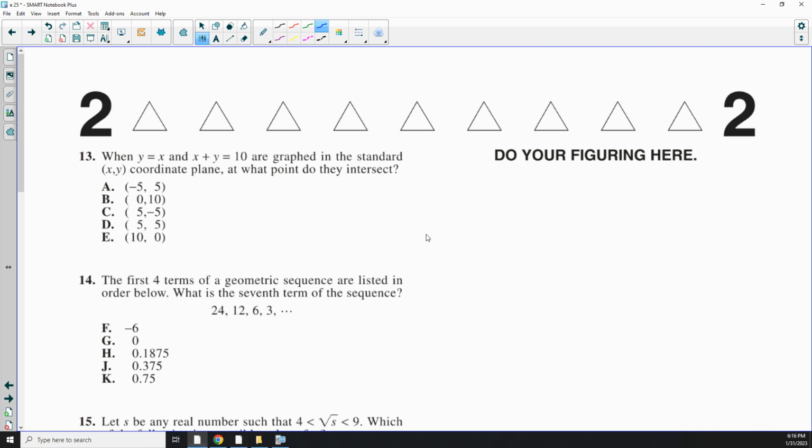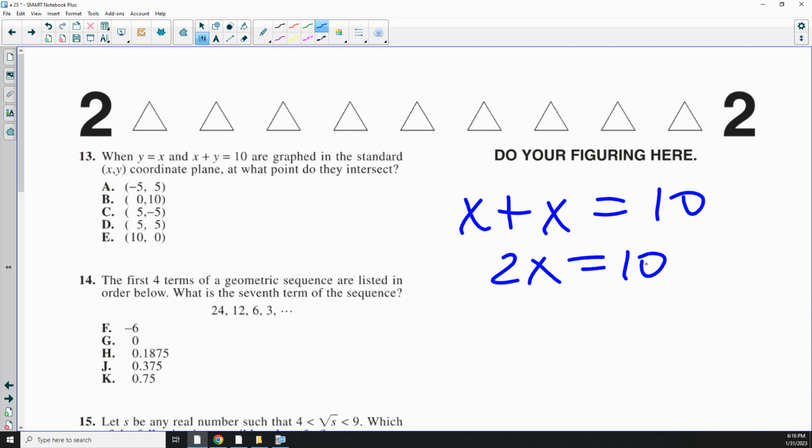This is a simult, but most people would just sub y and x since they're equal. So 2x is 10, and the answer would be 5. You could also have done simult, but you would have had to have kicked the x to the other side.